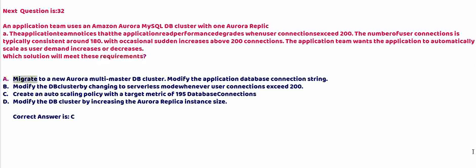A. Migrate to a new Aurora multi-master DB cluster. Modify the application database connection string. B. Modify the DB cluster by changing to serverless mode whenever user connections exceed 200. C. Create an auto scaling policy with a target metric of 195 database connections. D. Modify the DB cluster by increasing the Aurora replica instance size. Correct answer is C.